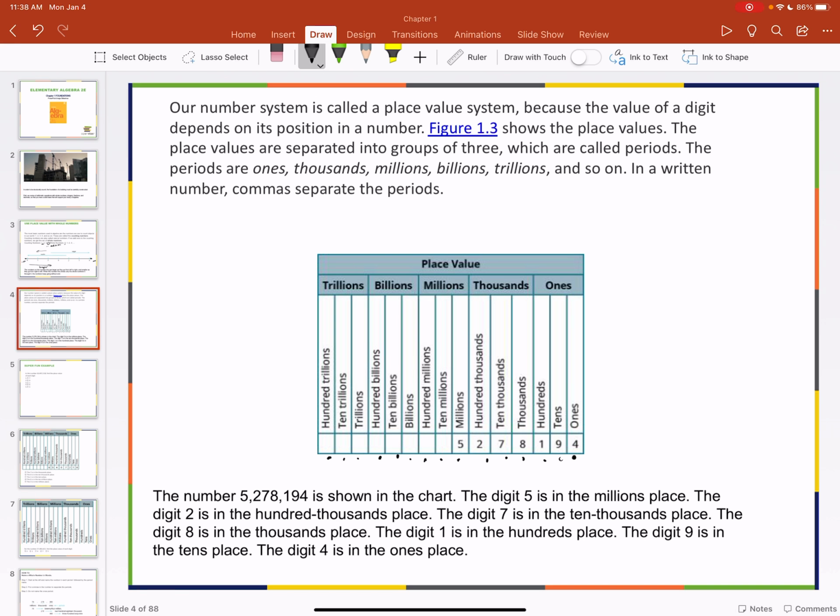So let's say here the number 5,278,194 is shown here. So if I wrote it here, see how the 5 is in the millions place, 2 is in the hundred thousands, 7 is in the 10,000s, right? And then you have 8 here in the thousands, 1 in the hundreds, 9 in the tens place, and 4 in the ones place. And these are separated by commas, right? So every 3, you put a comma, 1, 2, 3, and then a comma, okay? So that's an example here.